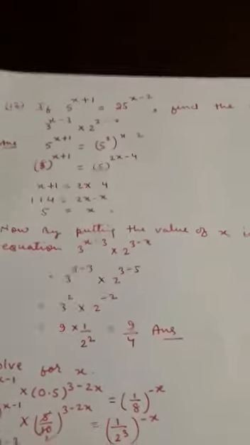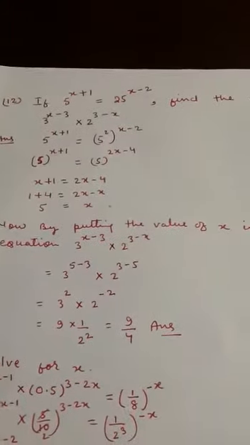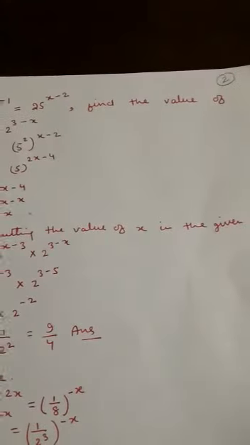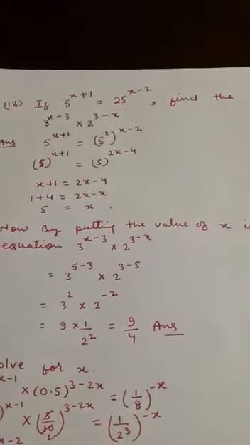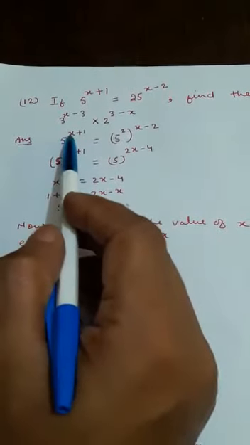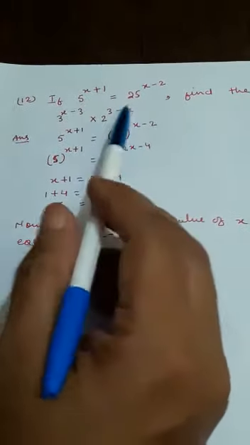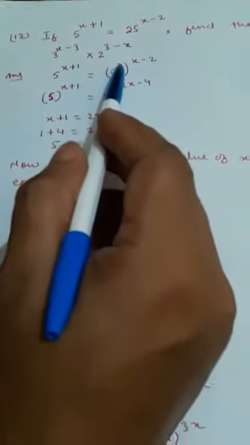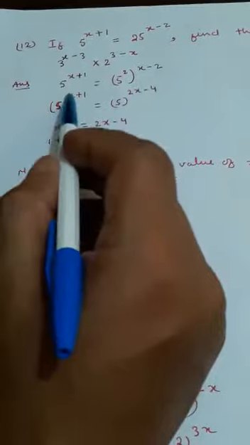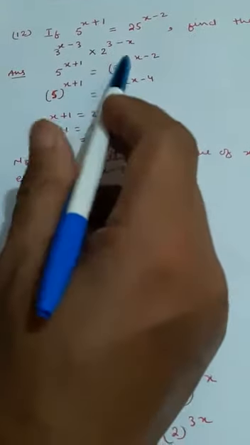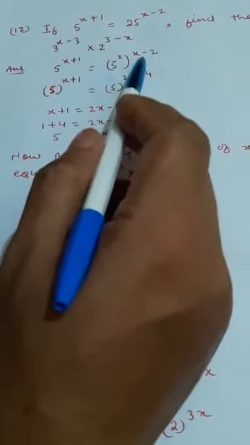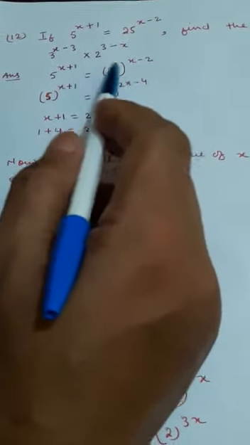Let us see the next one, question number 12. If 5 power x plus 1 equals 25 power x minus 2, find the value of 3 power x minus 3 into 2 power 3 minus x. So let us see. It is given 5 power x plus 1 equals 25 power x minus 2. In place of 25, we can write down 5 square. Now we will multiply this power, because when the power is written inside the bracket and outside the bracket, both the powers will be multiplied.